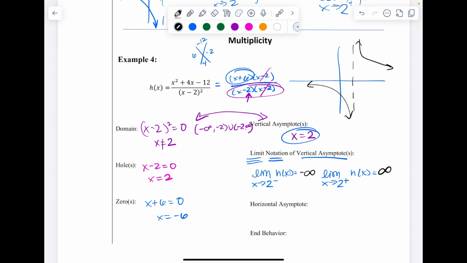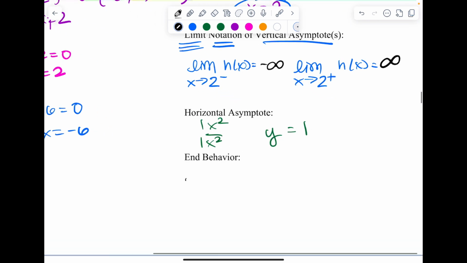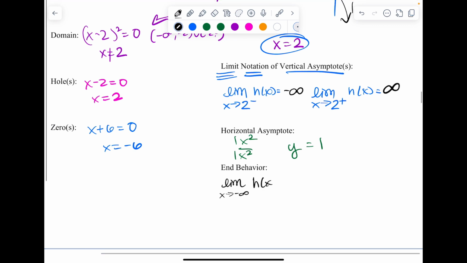For the horizontal asymptotes, we still compare the degrees. This is x squared over x squared. That gives me the ratio of leading coefficients, y equals 1. And the end behavior, remember, always follows a horizontal asymptote, so the limit as x approaches negative infinity of h of x equals 1. And the limit as x approaches positive infinity of h of x also approaches the horizontal asymptote of 1.